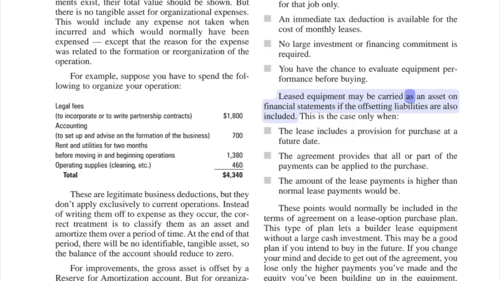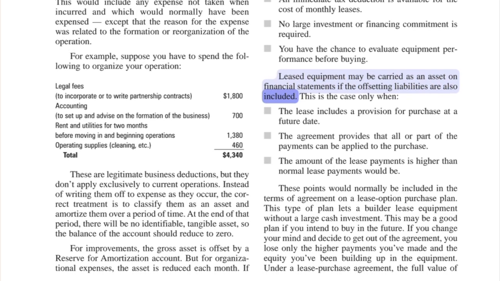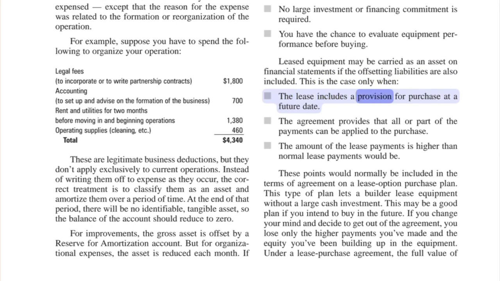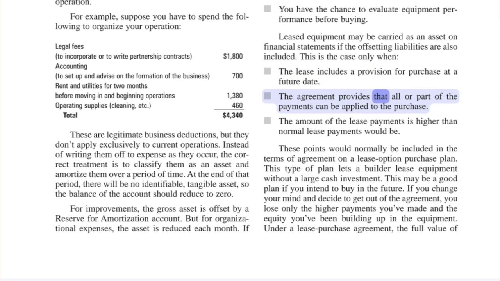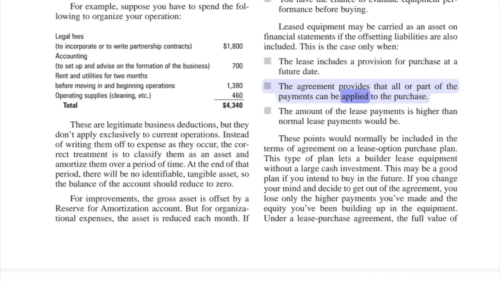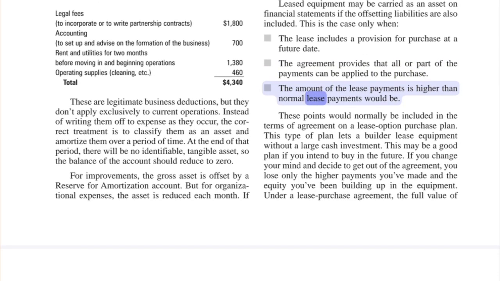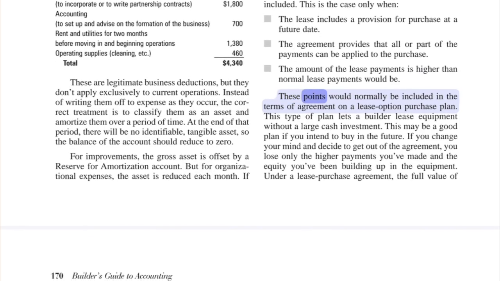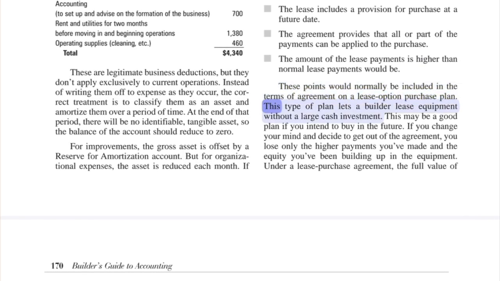Leased equipment may be carried on ASO statements if the offsetting liabilities are also included. This is the case only when the lease includes a provision for purchase at a future date. The agreement provides that all or part of the payments can be applied to the purchase. The amount of the lease payments is higher than normal lease payments would be. These points would normally be included in the terms of agreement on a lease option purchase plan.